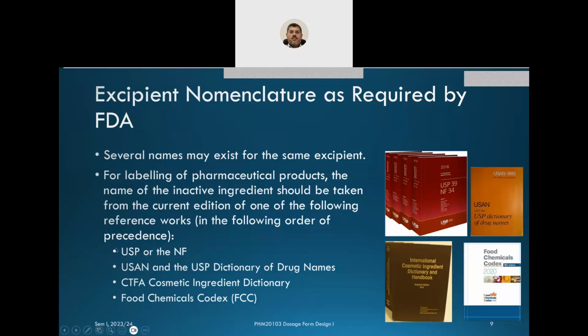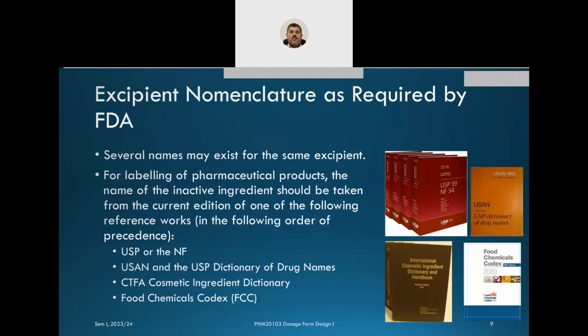If you cannot find a monograph for it in the pharmacopoeia, then you can go for the US Adopted Names and the USP Dictionary of Drug Names. If there is no monograph for this excipient, you can use the International Cosmetic Ingredient Dictionary and Handbook. If the name is in this CTFA, use it. If it's not listed there, then we can try to use the Food Chemicals Codex, FCC.